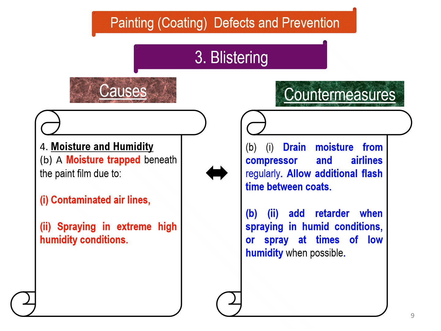Other probable causes relevant to moisture and humidity are moisture trapped beneath the paint film due to contaminated airlines and spraying in extremely high humidity conditions. The recommended countermeasures are drain moisture from compressors and airlines regularly, allow additional flash time between the coats, add retarder when spraying in humid conditions, or spray at times of low humidity when possible.